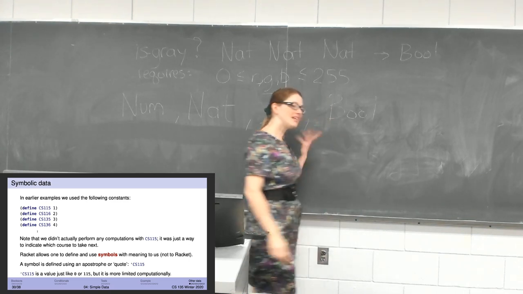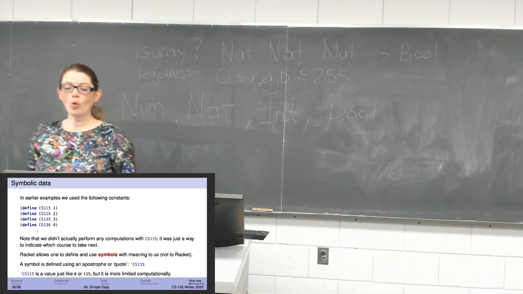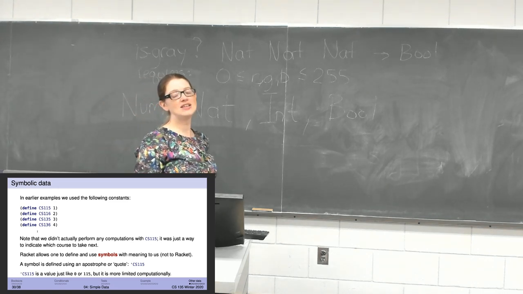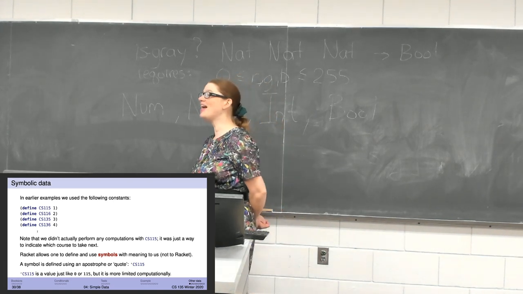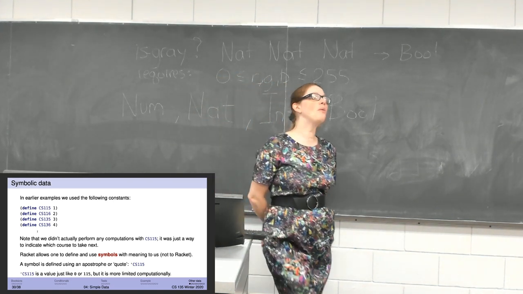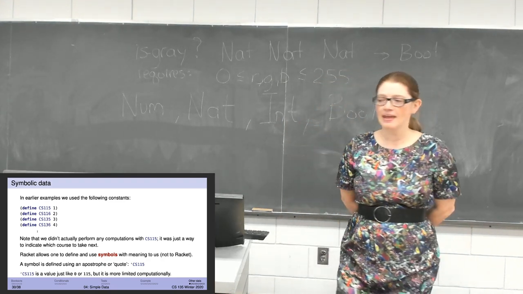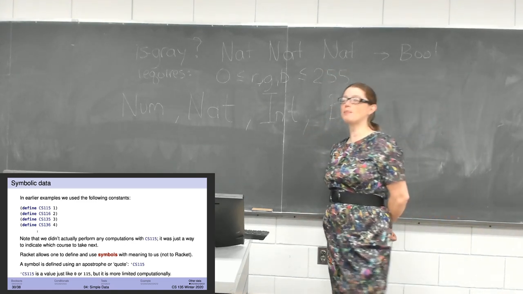Yeah, that's not that interesting. There's lots more types. One of the rather unique types that Racket has is known as a symbol. And if you ask me what a symbol is, I don't know what to tell you. It's a symbol. You can't do much with them, that's the truth. But they do have their purposes.